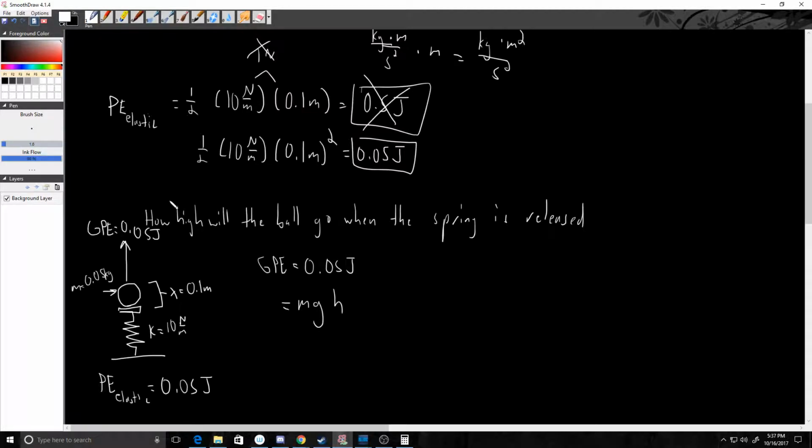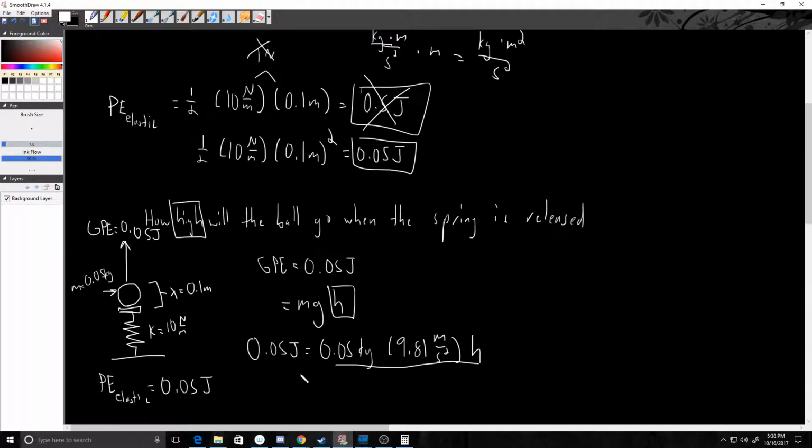Now for the question, I want to know how high the ball will go. I'm looking for height. I know the mass is 0.05 kilograms. I didn't say where I'm at, so we're going to assume we're on Earth, so I know acceleration due to gravity is 9.81. So I have 0.05 joules is equal to 0.05 kilograms times 9.81 meters per second squared times height. I have to get height by itself. So essentially, I'm just going to divide both sides by 0.05 kilograms times 9.81 meters per second squared. Those will cancel. What I do to one side, I have to do to the other.